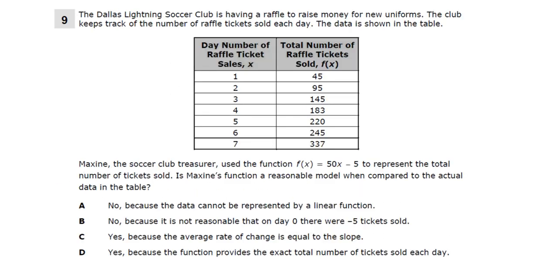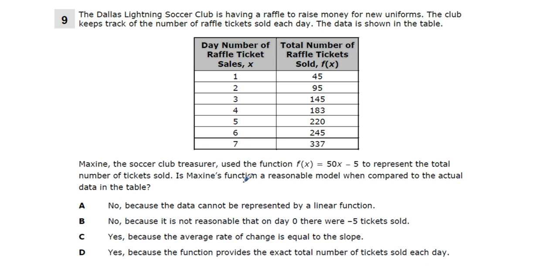Next, 9. The Dallas Lightning Soccer Club is having a raffle to raise money for new uniforms. The club keeps track of the number of raffle tickets sold each day. The data is shown on the table. And here you have the inputs and output values. Maxine, the soccer club treasurer, used the function f(x) = 50x - 5 to represent the total number of tickets sold. Is Maxine's function a reasonable model when compared to the actual data in the table?